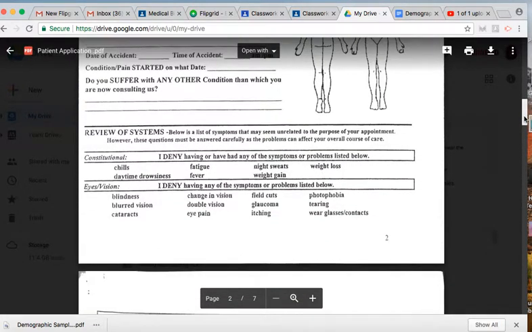Now, the review of systems. Again, do not get confused by what the patient actually had performed as opposed to their past medical history. Where it says, I deny having or have had any of these symptoms or problems, when you say you deny, you would leave it blank. In this case, Mr. Barra doesn't have anything constitutional. He doesn't have anything wrong with his eyes or vision.